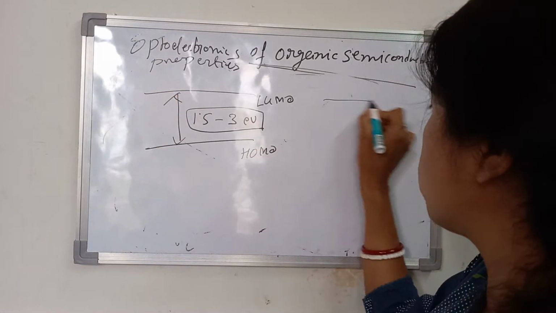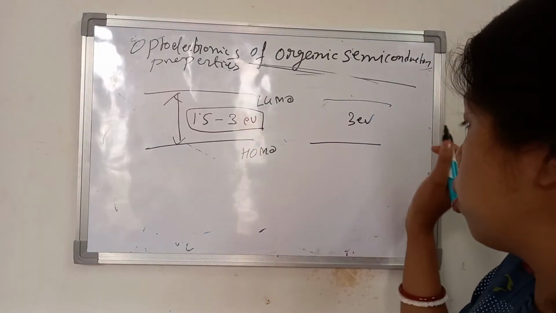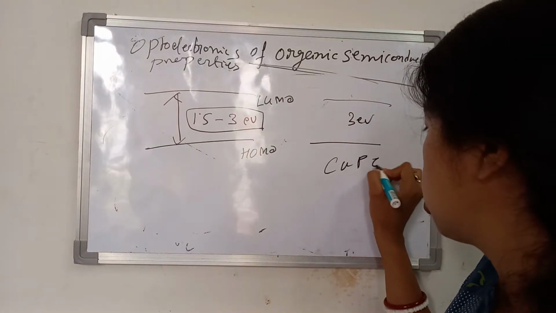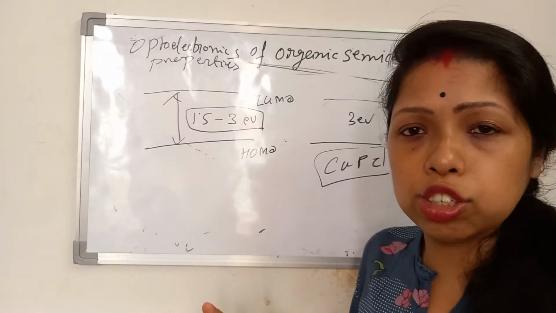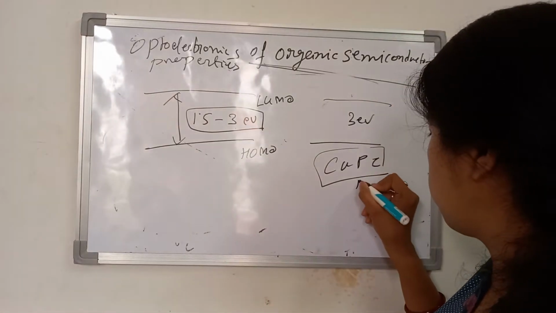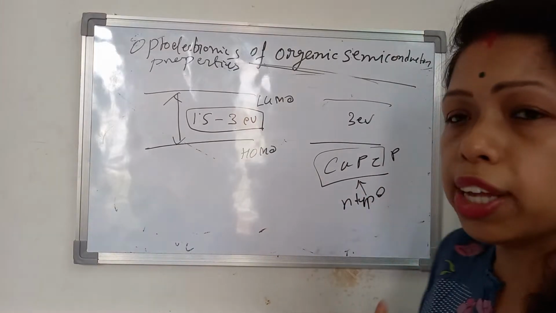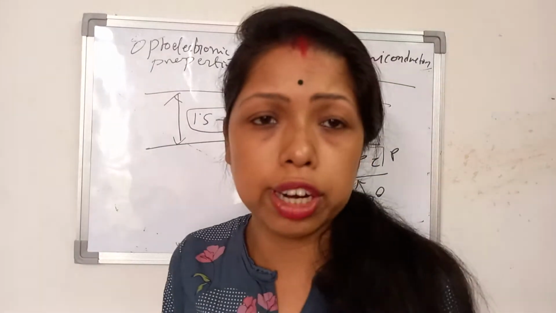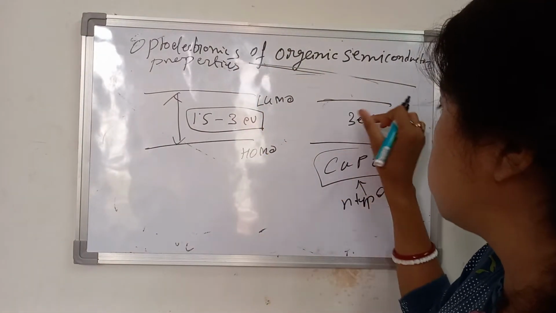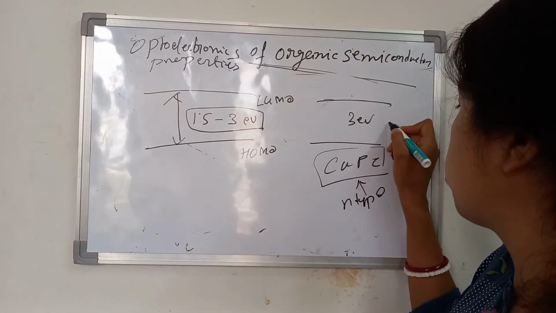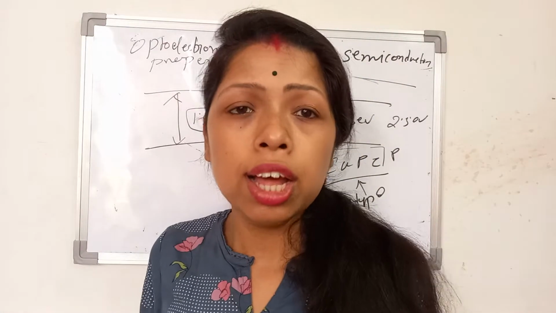Suppose in one semiconductor the band gap is 3 electron volts. One kind of semiconductor is, suppose, CuPc. If you dope or mix different kinds of materials, suppose this is a p-type semiconductor, we can easily mix an n-type semiconductor with the p-type semiconductor in organic electronics. So the band gap can be tuned. The band gap will change from 3 to 2.5 electron volts, so it can detect different kinds of light.